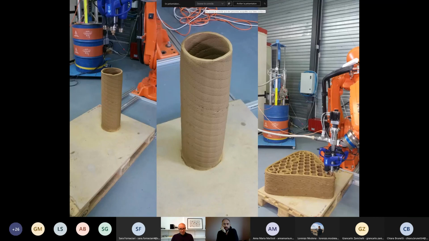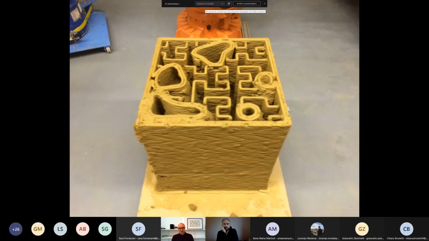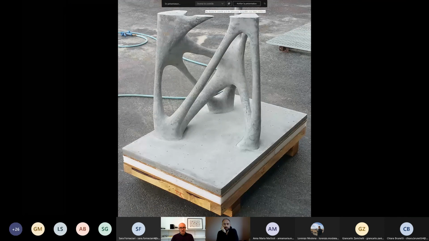And so we printed in clay with different levels of complexity, and this is a clay mold where we poured in cement so that eventually we obtain this fiber reinforced prototype of a structural column.